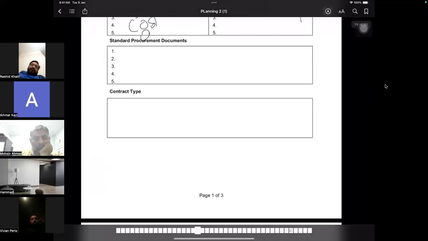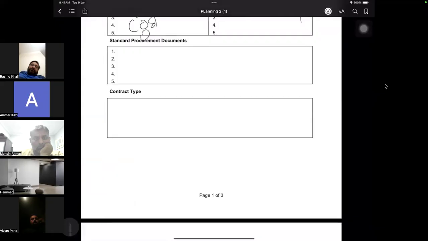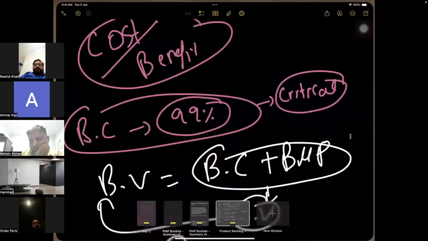What are the contract types, by the way, that we have? Let's discuss some of them. What are the contract types we have? Put it in the chat box.